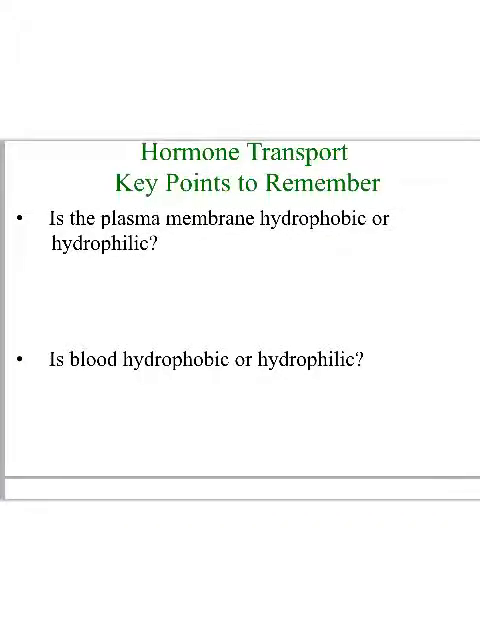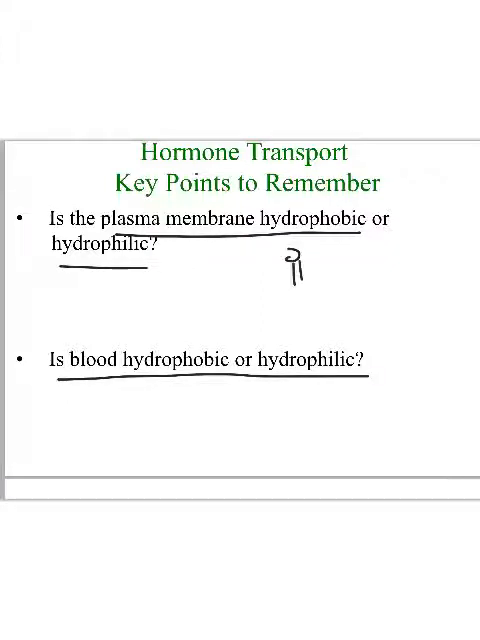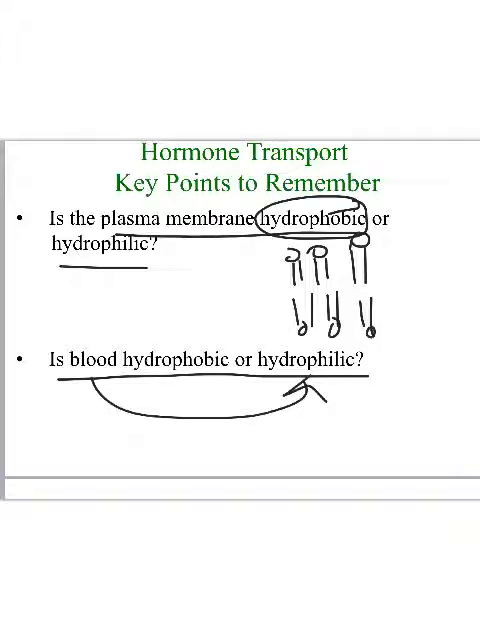Okay, when we talk about hormone transport, what I want you to remember is: is the plasma membrane hydrophobic or hydrophilic, and is blood hydrophobic or hydrophilic? If you think about the plasma membrane, we have this phospholipid bilayer, most of it is hydrophobic. So the majority of it's hydrophobic. And blood is going to be hydrophilic.